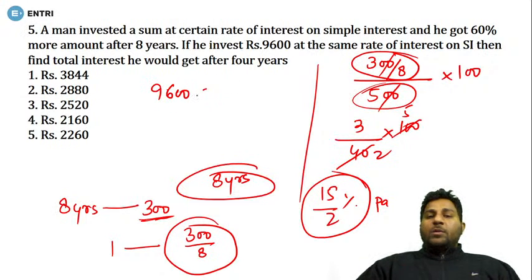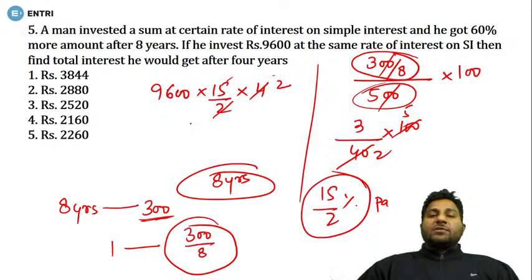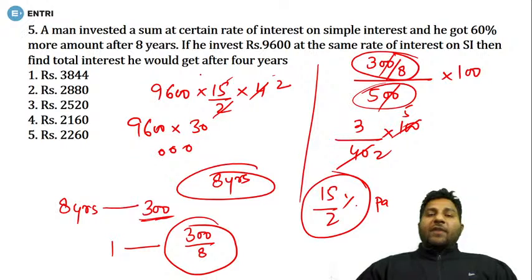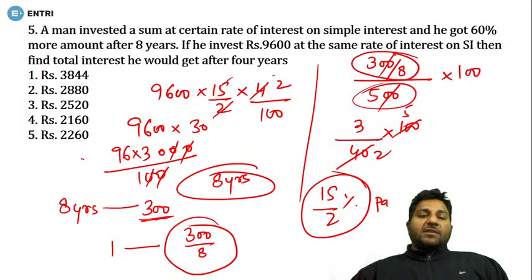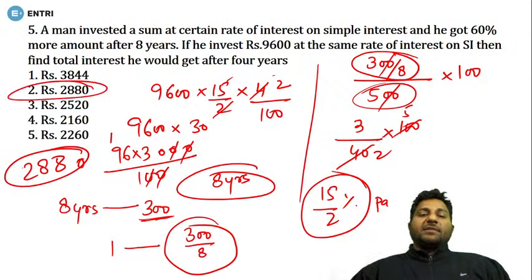The real data has been provided as 9600, with the rate of 15 by 2% at the same rate on SI. Then in 4 years, how much interest would he get after 4 years? So look at this. Clearly 15 by 2 into 4 is 30, multiplied by 9600. So the zeros you can find out easily, but divide by 100 as well. Remember, divide by 100 as well. So 96 into 3, divided by 100. So clearly we can see 3 sixes are 18, 3 nines are 27, 28. That means your final answer would be what?